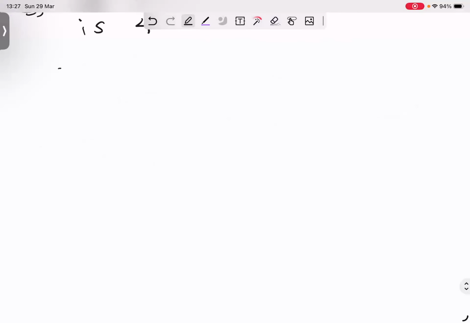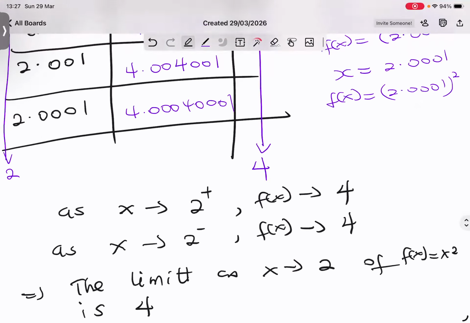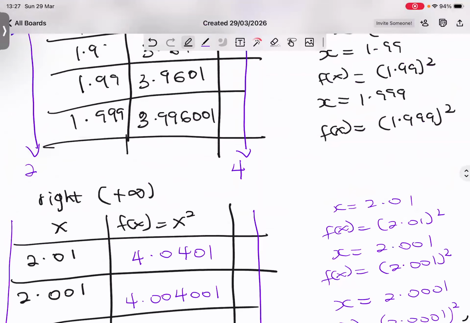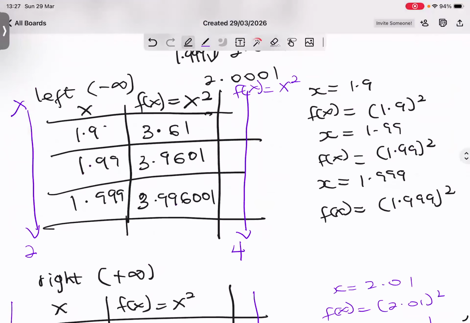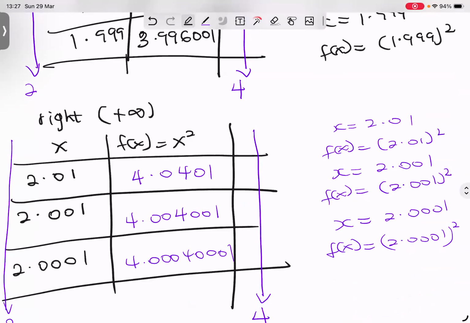Let's pick a different function. F of x is equal to... Please, can you scroll up so we can write? Oh, this was in the video I sent you. Okay, please, you can go ahead now.